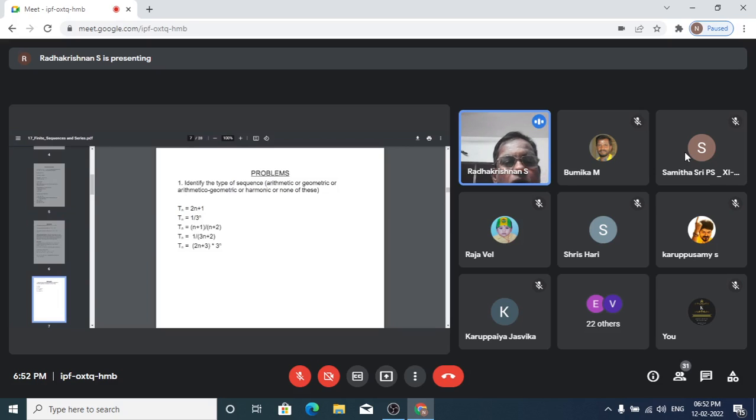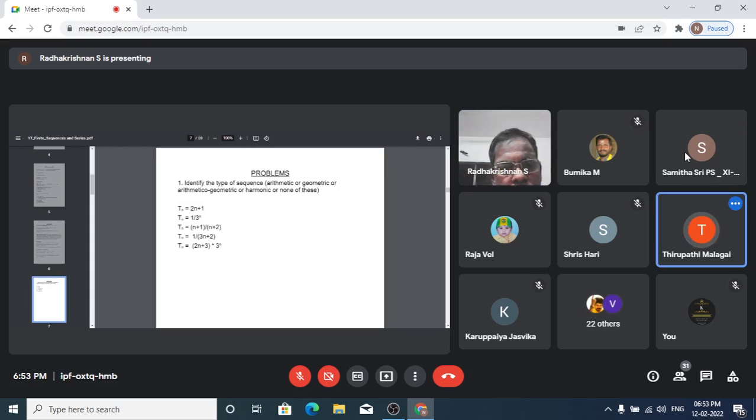அடுத்தது n plus 1 into n plus 2. இது மாதிரி இருந்துச்சுன்னா இது எதுவுமே கிடையாது. It is not a linear expression. So it is not in the form of geometric also, and not harmonic also. Sometimes இந்த மாதிரி இருந்துச்சுன்னா it is neither arithmetic nor geometric nor arithmetico-geometric nor harmonic. So எதுவுமே இல்லை, none of these. Okay. So இப்போ 1 by 3n plus 2.